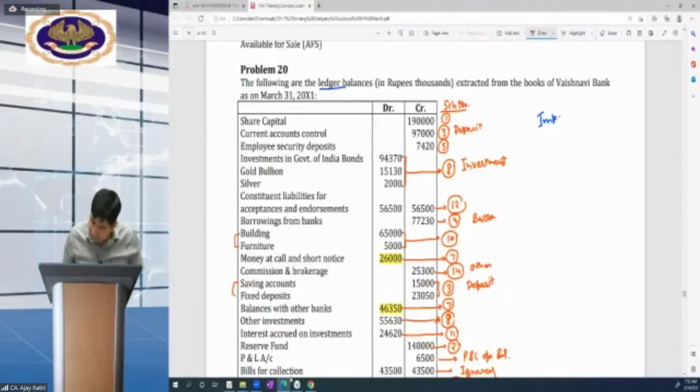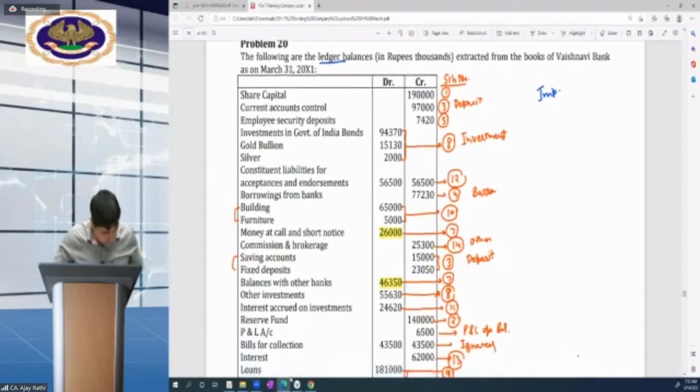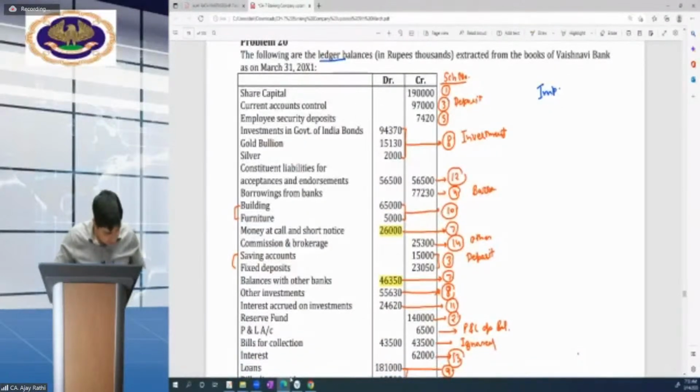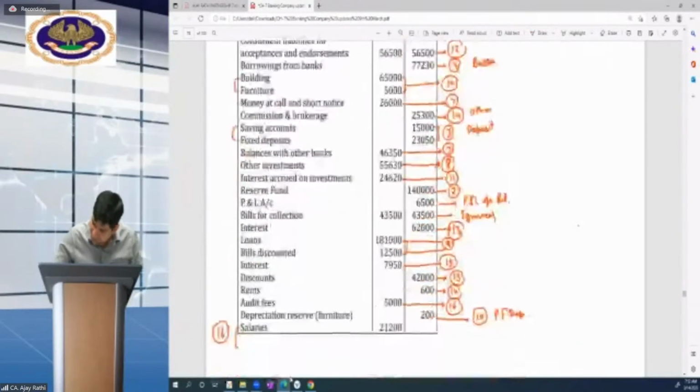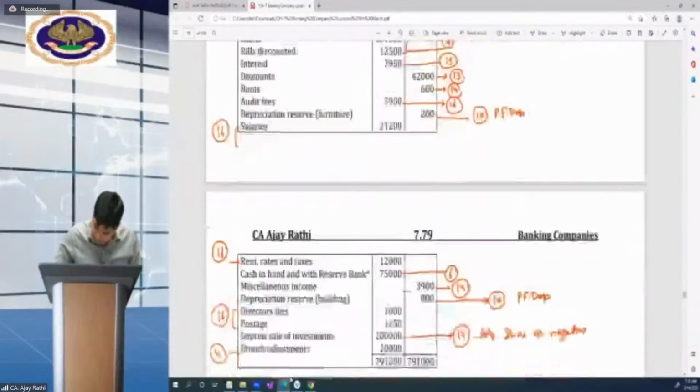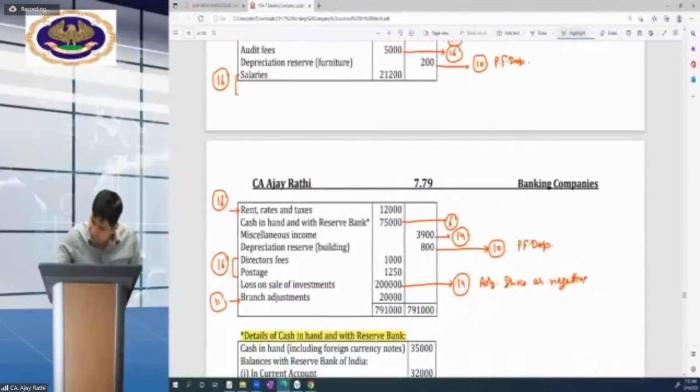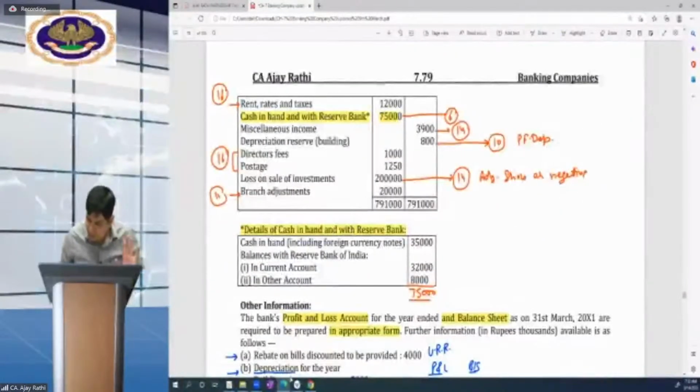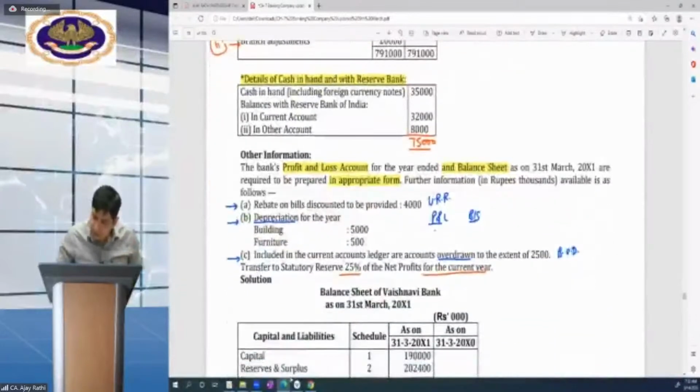26,000 plus 46,350. No, this is not the same. Okay, that is different. Given here. This one. The details have been mentioned below the trial balance. Now please see, other adjustments are also there.